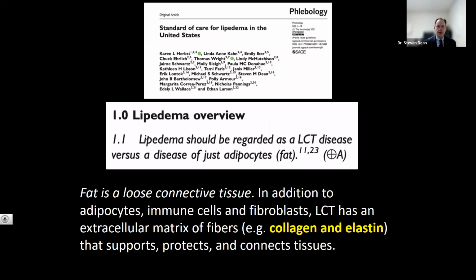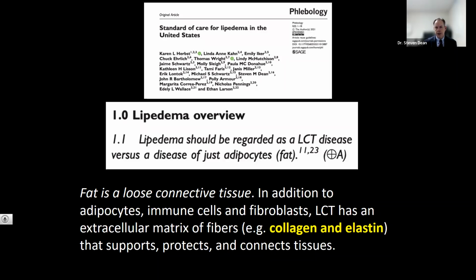Before we jump in and talk about the pathomechanisms of lipo-lymphedema, I think it's important that we briefly review a critically important concept from the recently published standard of care for lipedema in the United States. The guidelines, if you will. This came out a couple of months ago. It's actually the number one downloaded article from Phlebology right now. And look at consensus statement 1.1.